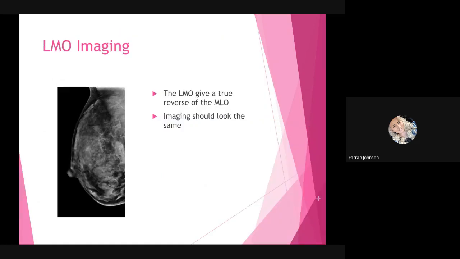So the LMO is going to give a true reverse of the MLO, and imaging should look exactly the same. So once again, you have your pectoral muscle coming down. You should be able to draw a line from the nipple posteriorly and have it intersect with the muscle. And then the only other thing that you may see missing a little bit is that the inferior posterior aspect of the breast is somewhat limited on this projection.